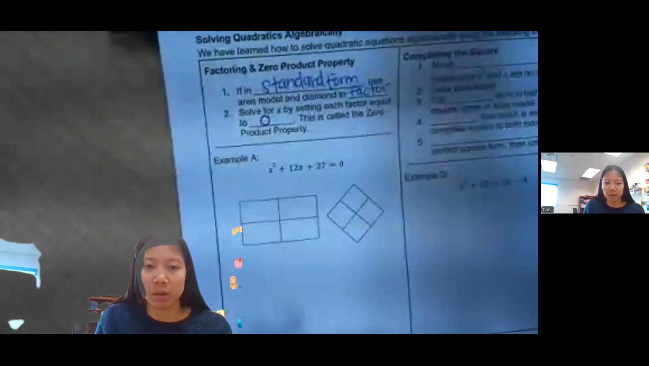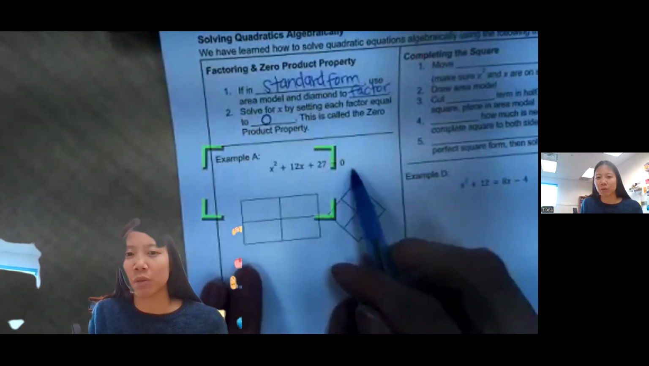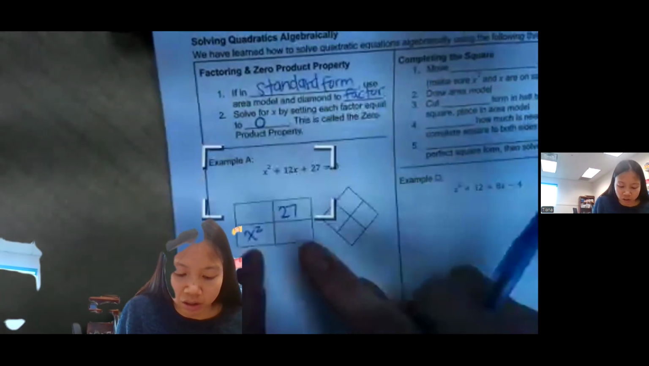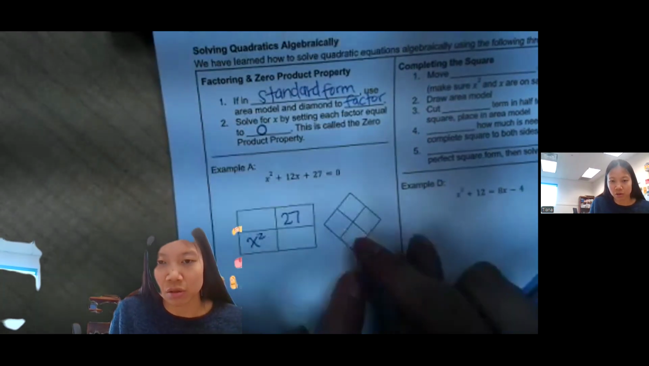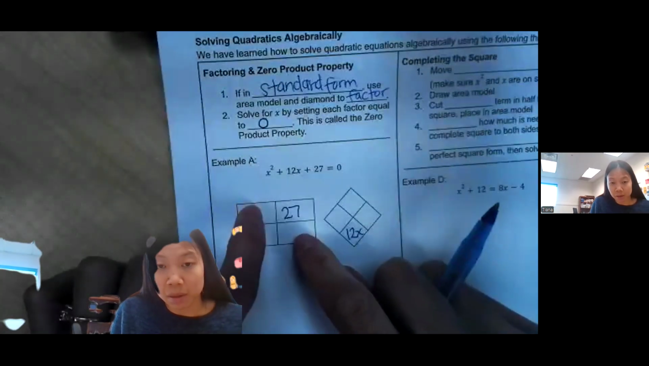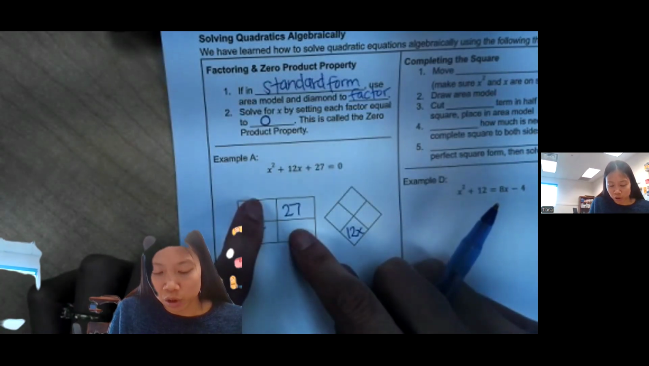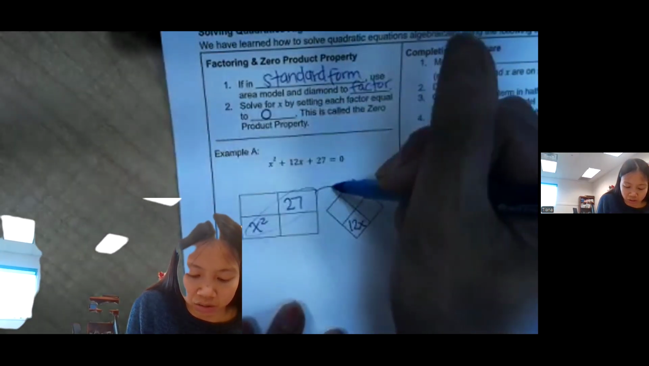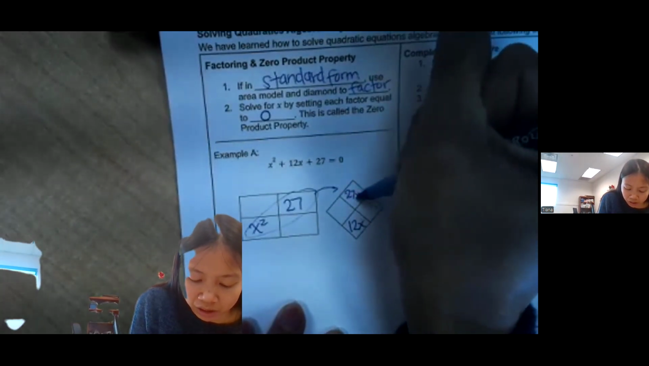In this example here, we've got x squared plus 12x plus 27 equals 0. I'm just going to start by factoring. I'll stick my x squared in a corner, my constant opposite of it. I don't know how to split up the 12x between these two, so I'm going to just stick it in the bottom of my diamond. And then I know that the missing pieces are going to multiply to whatever this also multiplies to. It'll be equal to that. So I'm going to put that at the top of my diamond, 27x squared.